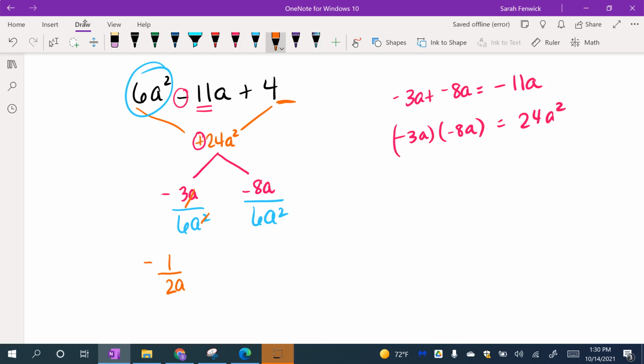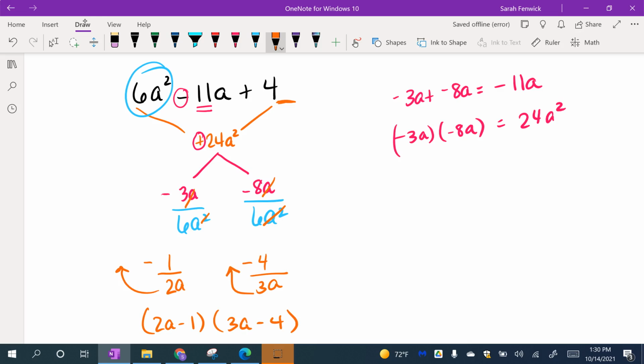This one, 8 and 6 divide by 2, so I have negative 4 over 3. A goes into a squared with an a. So my answers are 2a minus 1 is the first factor I have, and 3a minus 4.